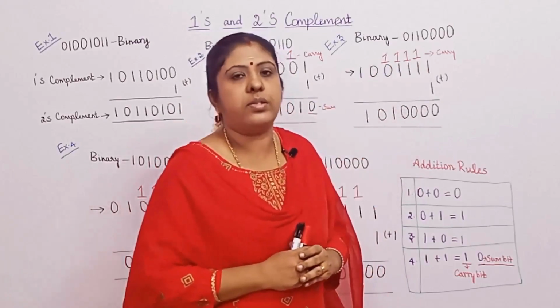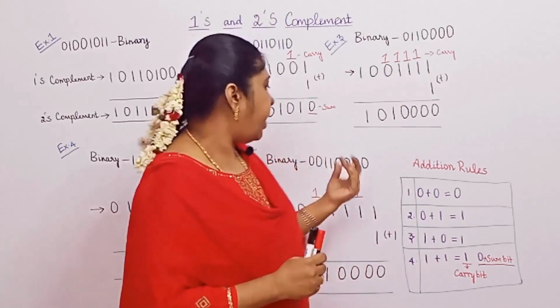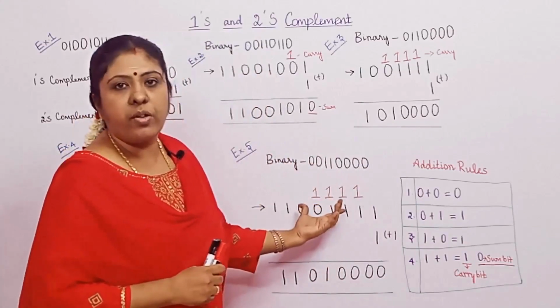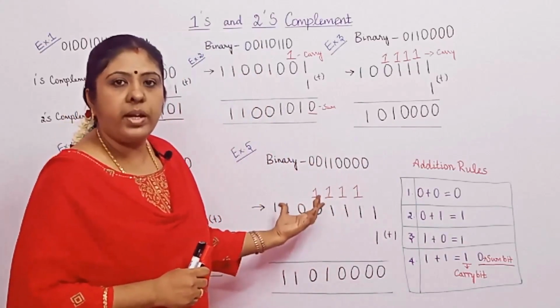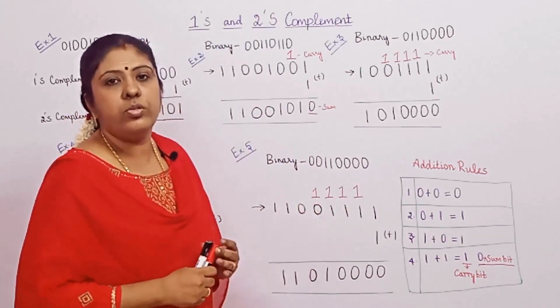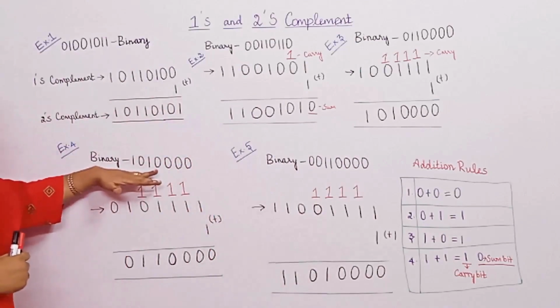You will be more clear after solving the fourth example and fifth example, which also have more carry bits. From your exam point of view, I have given binary numbers of 7 to 8 digits having more carries, so that if any complicated binary number is given in your exam, you will be able to solve it. So watch carefully.